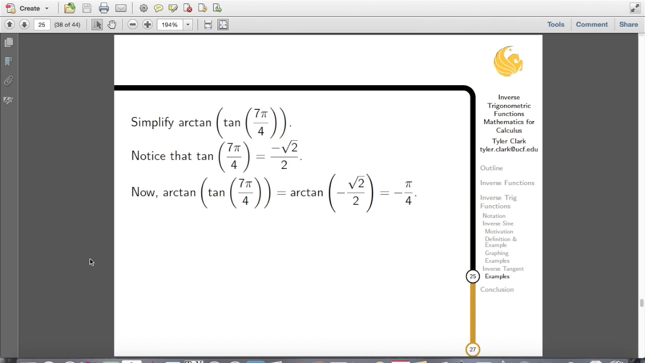Now simplifying the arctangent of the tangent of 7 pi over 4. If I look at that inside part, the tangent of 7 pi over 4, thinking to the unit circle, I know that that value is negative square root 2 over 2. So then the arctangent of the tangent of 7 pi over 4 is equal to the arctangent of negative square root of 2 over 2. Well, if I look on my unit circle, that value is when theta is negative pi over 4. Now notice that it's not 7 pi over 4 here because 7 pi over 4, again, is not in the range of the arctangent function.